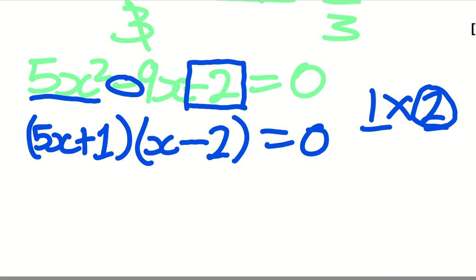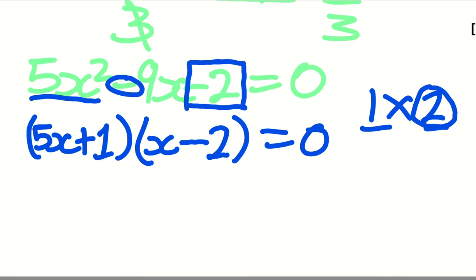So the bigger factor, whatever factors you have, the bigger factor must always take the sign of the coefficient of the middle term. So if it was positive 9, 2 was going to go with plus and 1 was going to go with minus. You understand? So basically, it's like that.